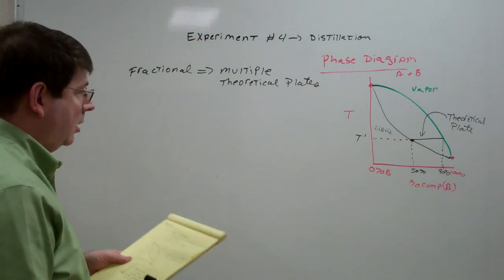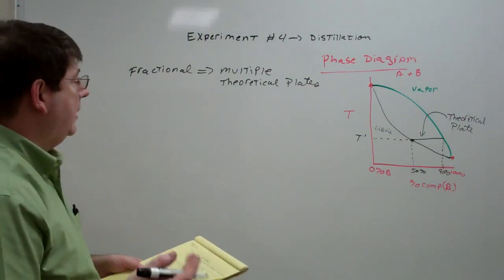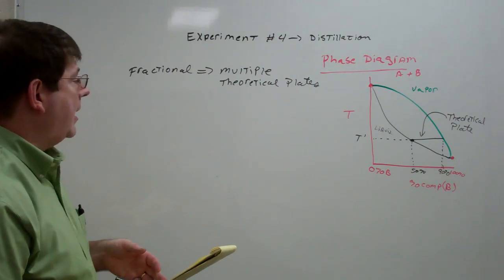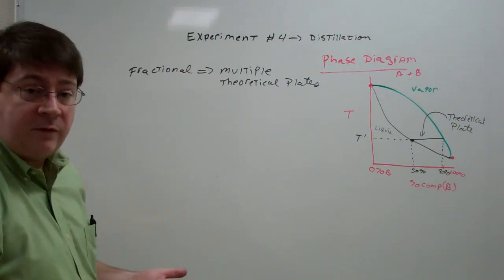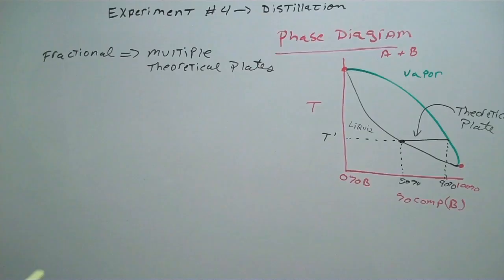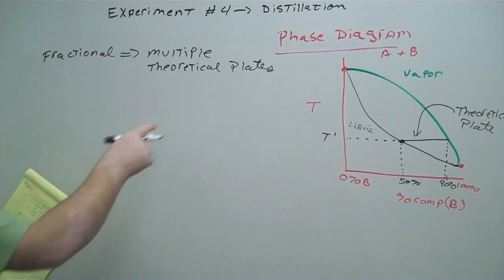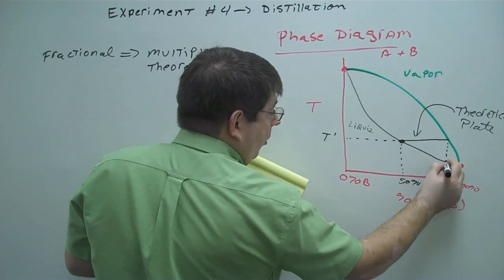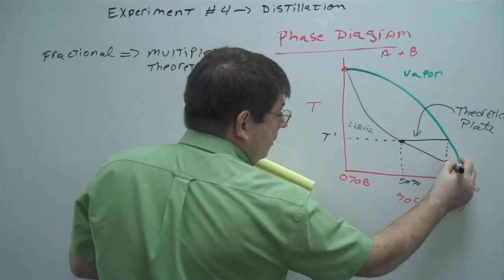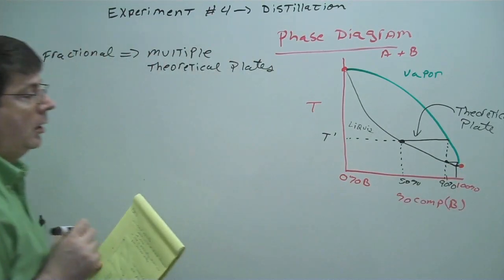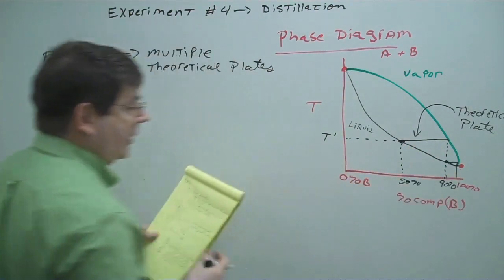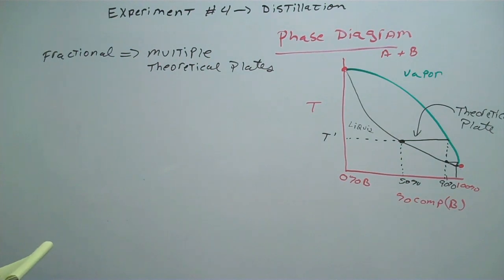Show you an example where we just have two theoretical plates, but there are fractional distillation apparati that can actually give you thousands of theoretical plates fairly easily. So if we look at our phase diagram again, all we really need to do is somehow boil this again, bring that over, and then we'll essentially get pure B through two theoretical plates. So this would be theoretical plate one, theoretical plate two.